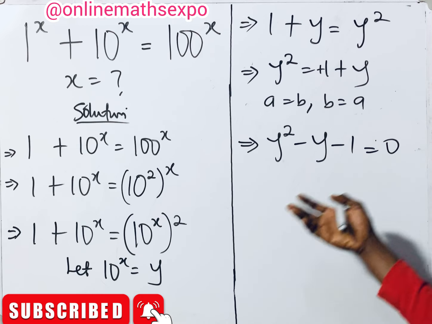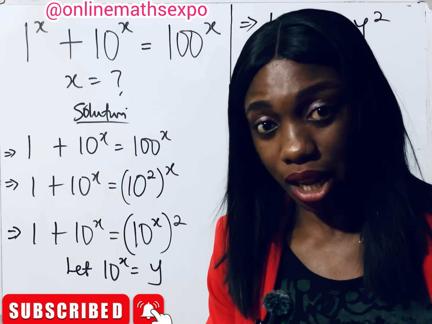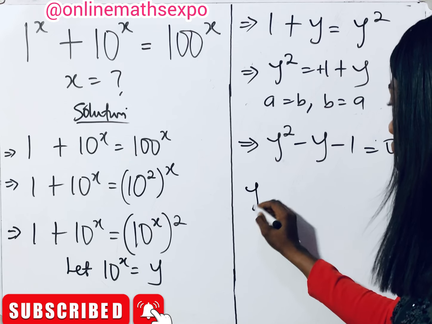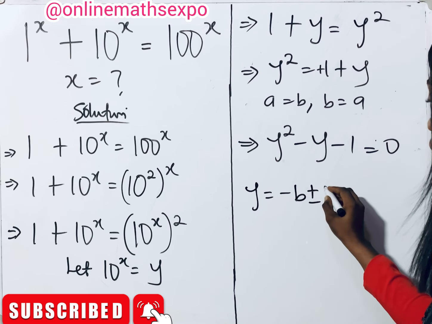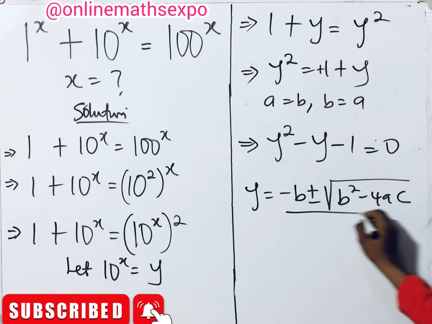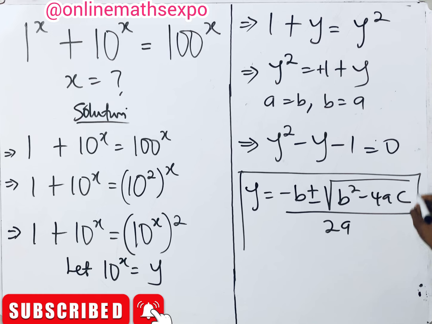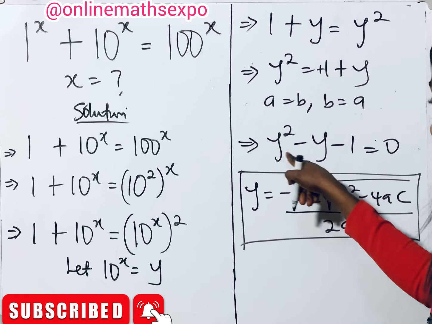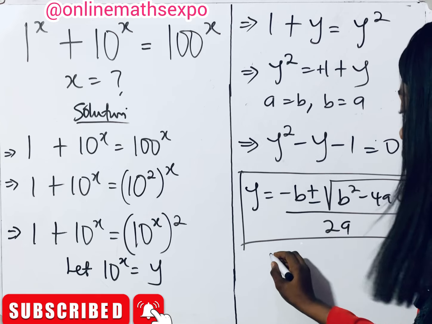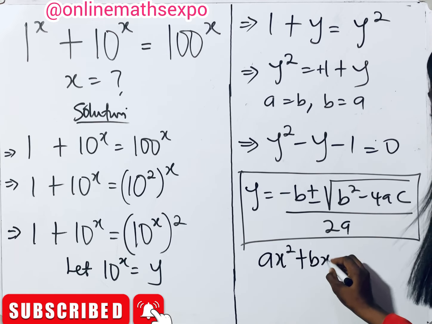Now at this point, you can use any of the methods for solving a quadratic equation. I'm going to teach you how to use the formula method, okay? For the formula, we have it that y is equal to negative b plus or minus the square root of b squared minus 4ac, divided by 2a. Remember that in this formula, what we put in are these values of a, b, and c. And the general quadratic equation from which this formula was derived is given as this.